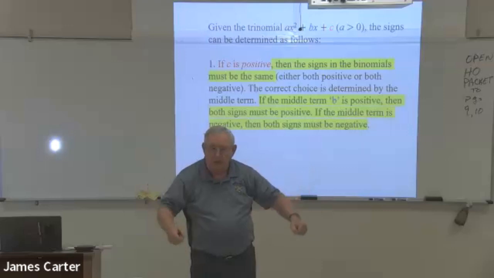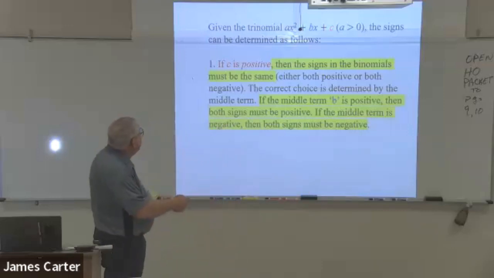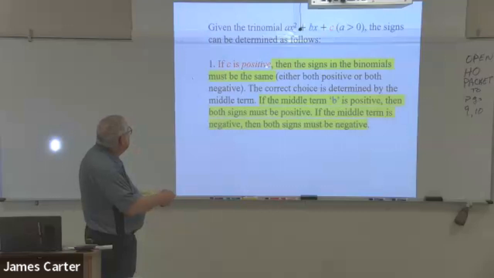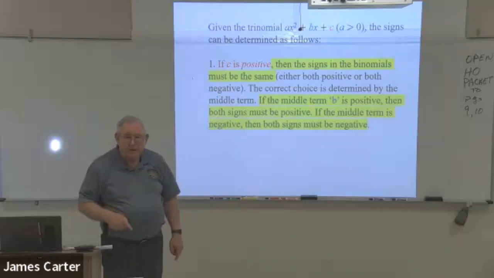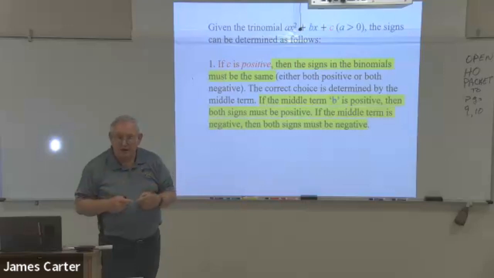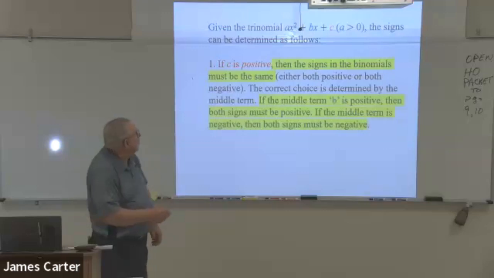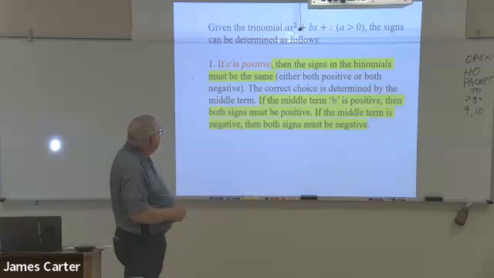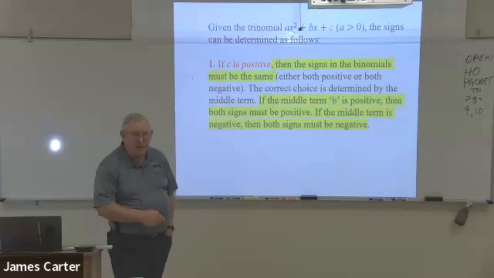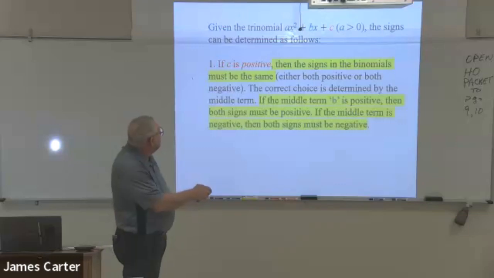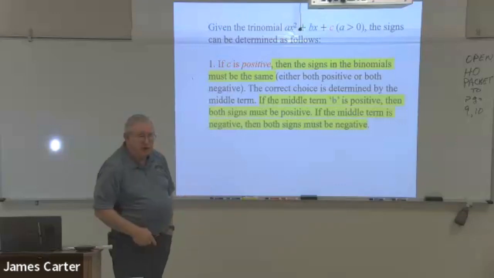Now, if this C value is positive, then when you factor this thing, both signs in the middle of your factor terms would be a plus b, a plus b, or a minus b, a minus b. In other words, if that's positive, both of them are going to have the same sign in the middle of this thing. Either both positives or both negatives.